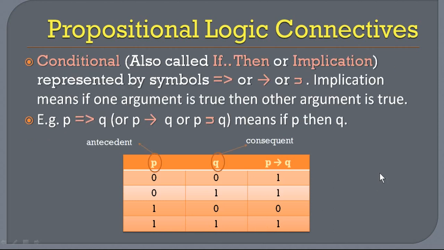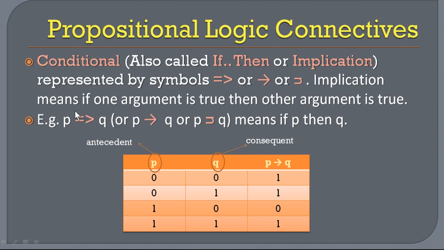Next is conditional. You also call it if then, or you call it implication. They will say this implies that. It is represented by symbols like a single right arrow, a one-direction arrow, and also a sideways U sign. These are all symbols used for implication. So it will always face right. Any symbol facing right, you call it if then, or implication, or conditional.